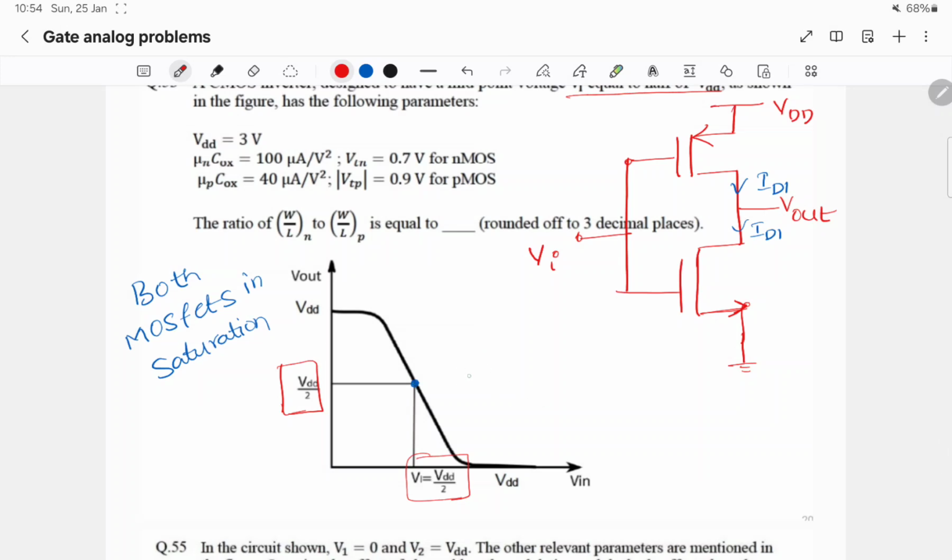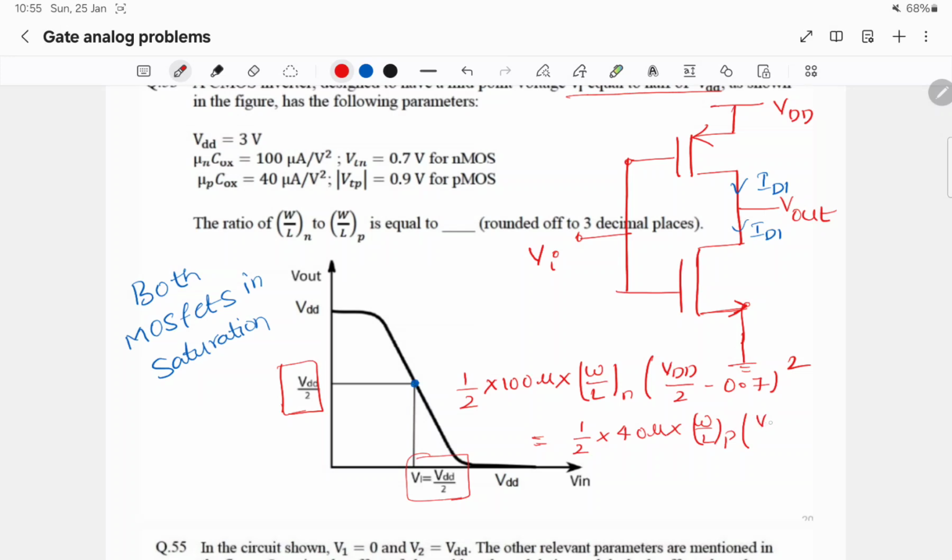For NMOS it will be half mu n Cox, 100 micro, into W/L of N into VGS, which is VDD by 2, minus VT, which is 0.7 volts, and it will be equal to half mu p Cox, 40 micro, W/L of P, into VSG, which will again be VDD by 2 minus threshold voltage, which is 0.9 volts.